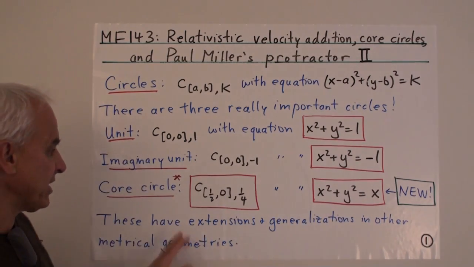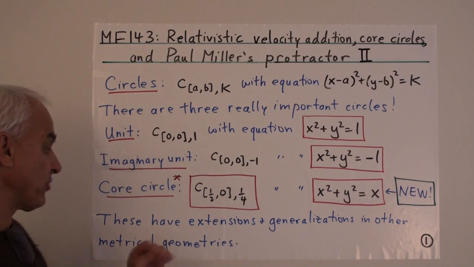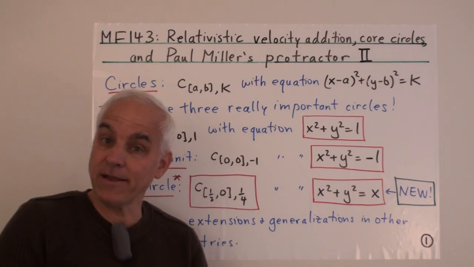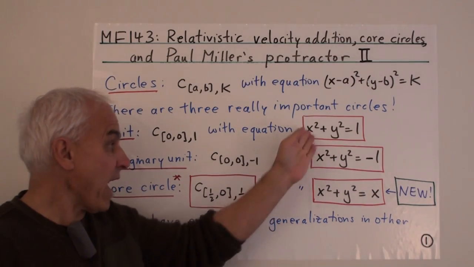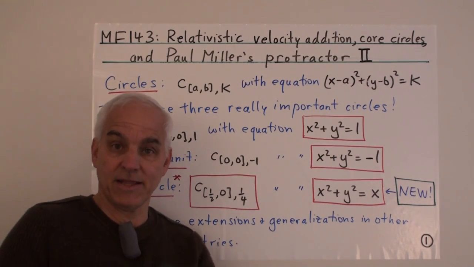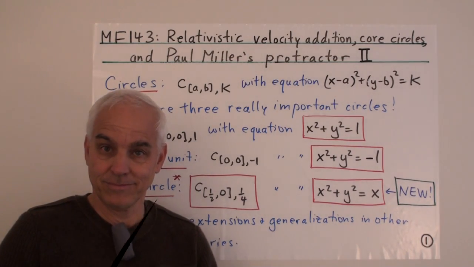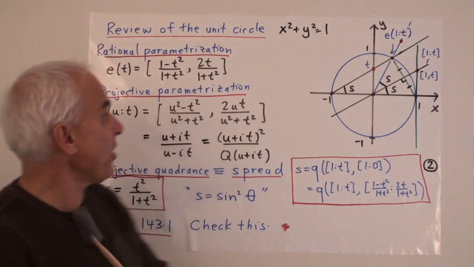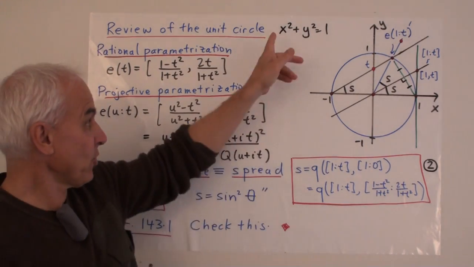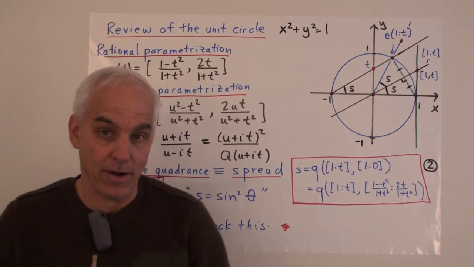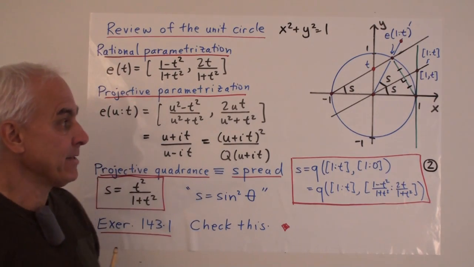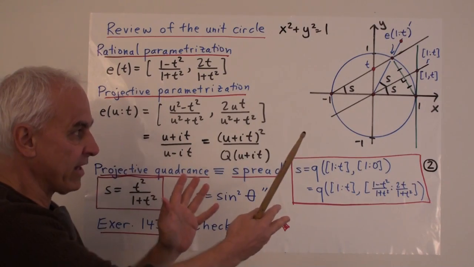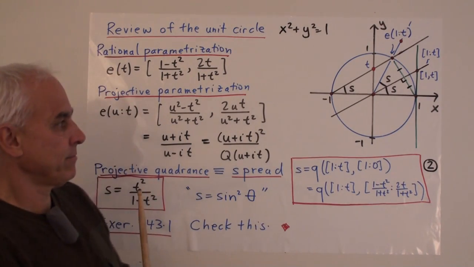Alright, so these various things have extensions and generalizations in other metrical geometries. In particular, if we're working in the relativistic red setting, we can also inquire about analogs of these things, and we'll see that they play a role too. So let's begin by reviewing some essential facts about our unit circle, the circle with equation x squared plus y squared equals 1. And then we'll look to modifying some of these facts for this core circle.